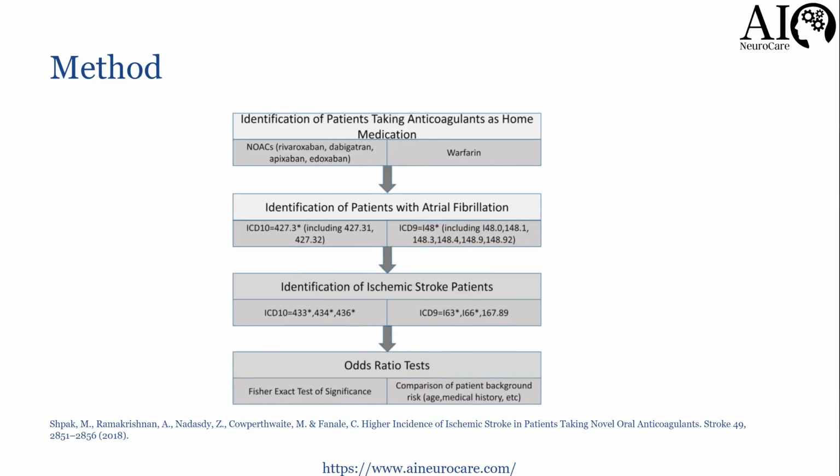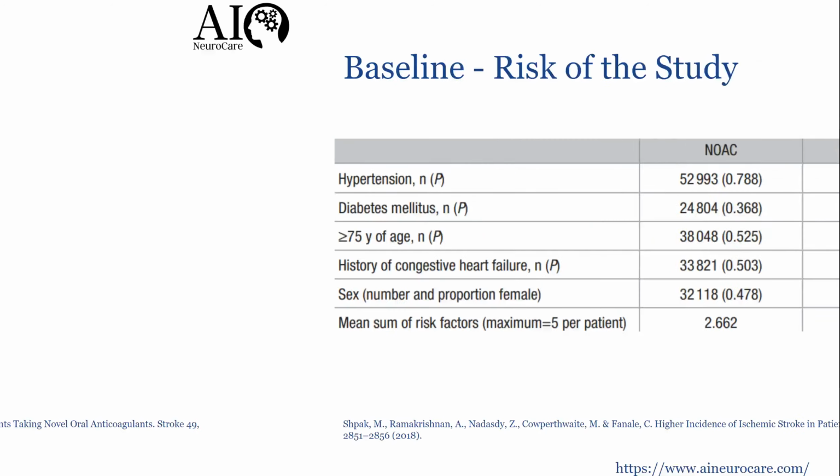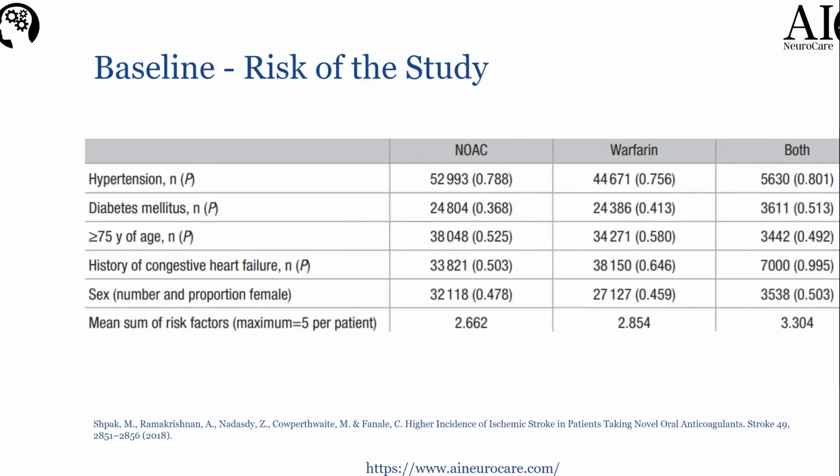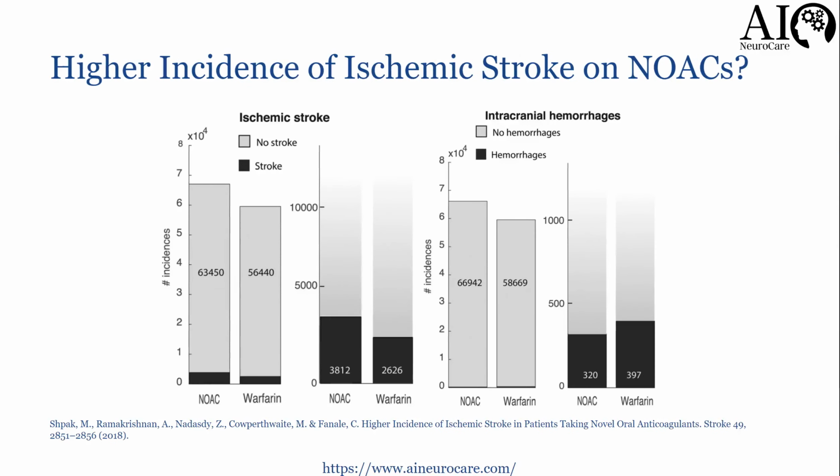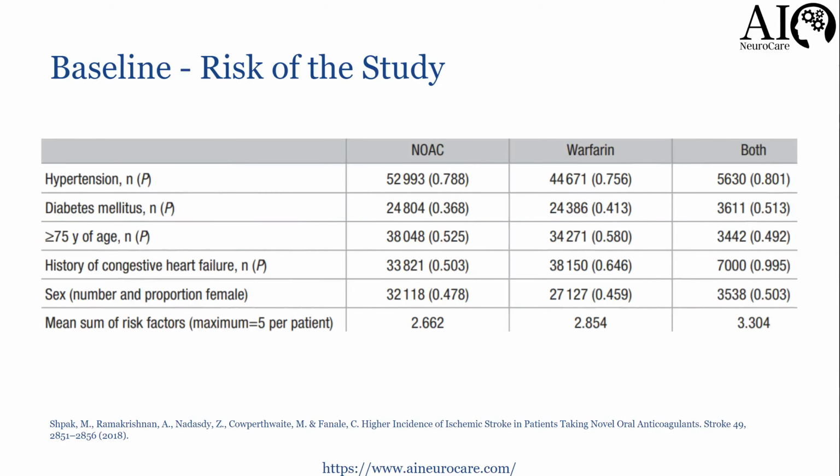So what they did was identify a hospital-based massive registry and look at patients who had home medications as anticoagulants, either DOACs or Warfarin, and then they had atrial fibrillation, and then they were admitted with ischemic stroke. Then they looked at the odds ratio of whether they were on Warfarin or DOAC, and were they actually at a higher risk of having stroke. And unfortunately, they found out that the patients getting strokes were higher on DOACs with a similar background profile, because that was important too. Were the patients different? There was not any difference.